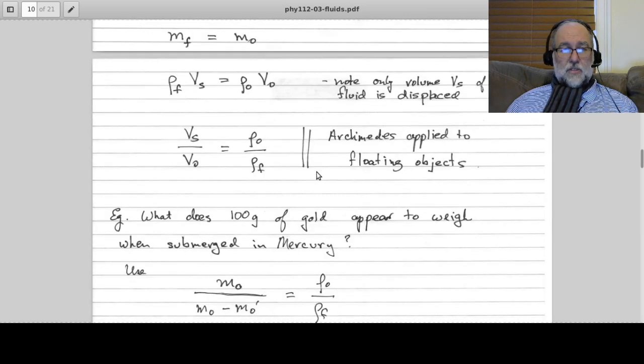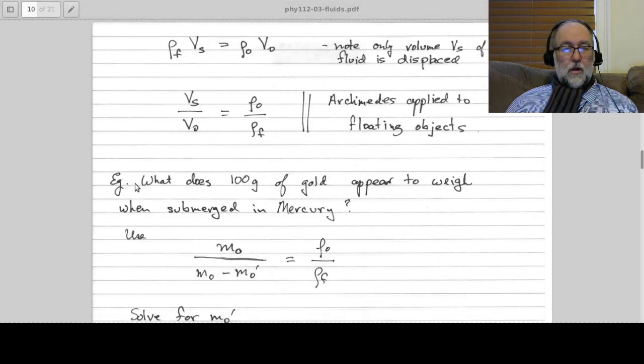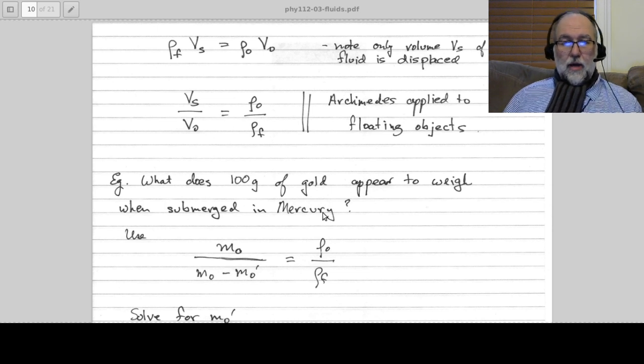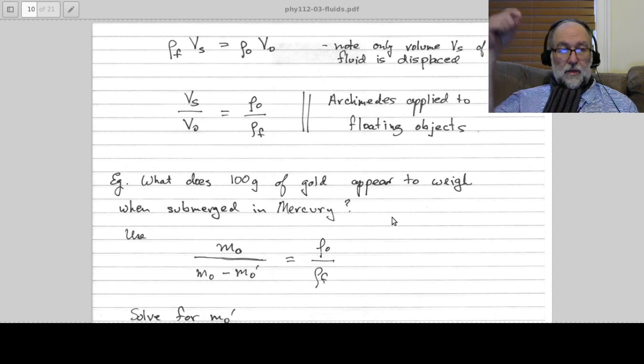All right, so let's do some problems. Okay? So what does 100 gram of gold appear to weigh when submerged in mercury? Okay, remember, gold will sink in mercury. So let's take some gold, 100 grams of gold. It's probably expensive, okay? But, you know, let's take 100 grams of gold, and we're going to maybe tie it to a string or something, and we'll just submerge it in the mercury. And when it goes into the mercury, it's going to appear to weigh a lot less. So what does it appear to weigh?